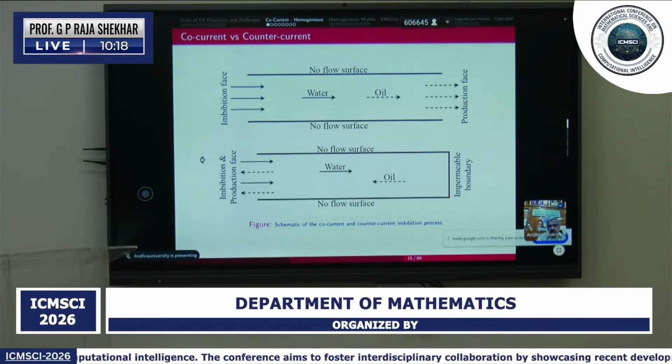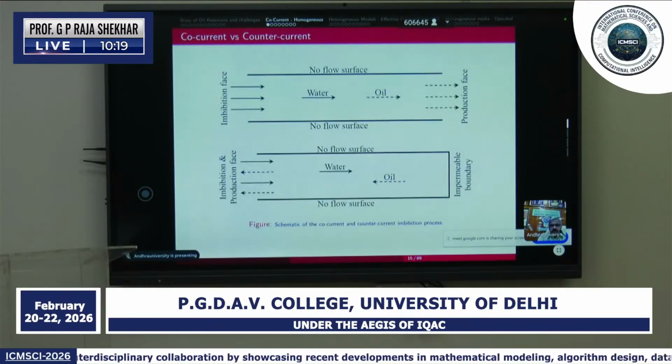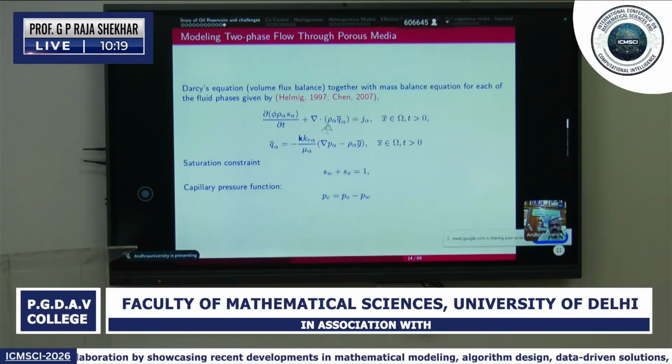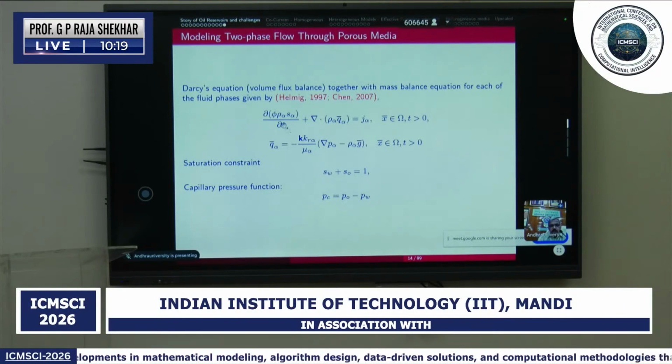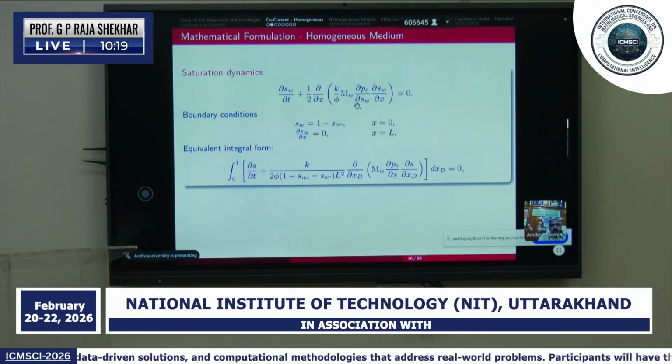So this is called counter current. To start with the homogeneous case, just for our understanding, this equation is substituted here. Then you will get an equation for saturation in terms of capillary pressure. That's what you are getting.